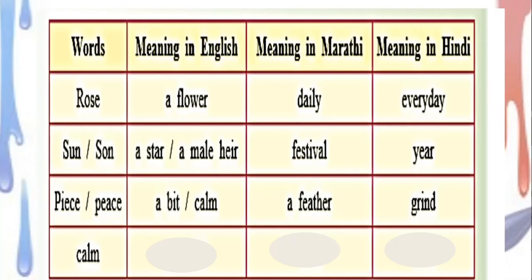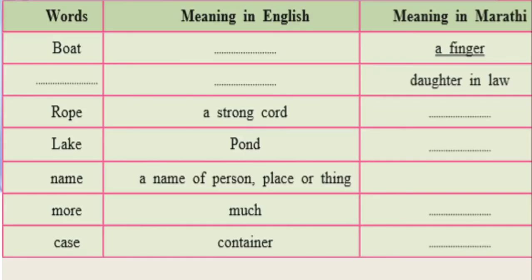Last one is calm. Now in English, calm means peaceful, whereas in Marathi it means work. And in Hindi, it will mean work again. So this is how the meaning of different words could be different. They could sound the same, but their meaning is different in English as well as in other mother tongues, in other languages. Let us look at one more exercise.